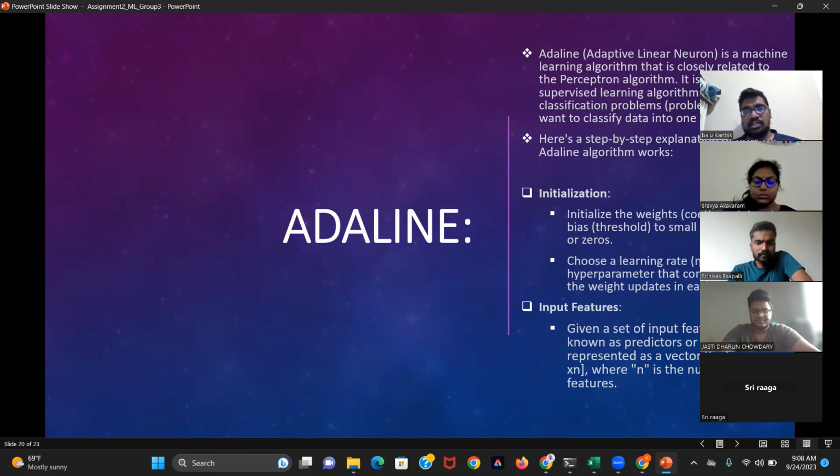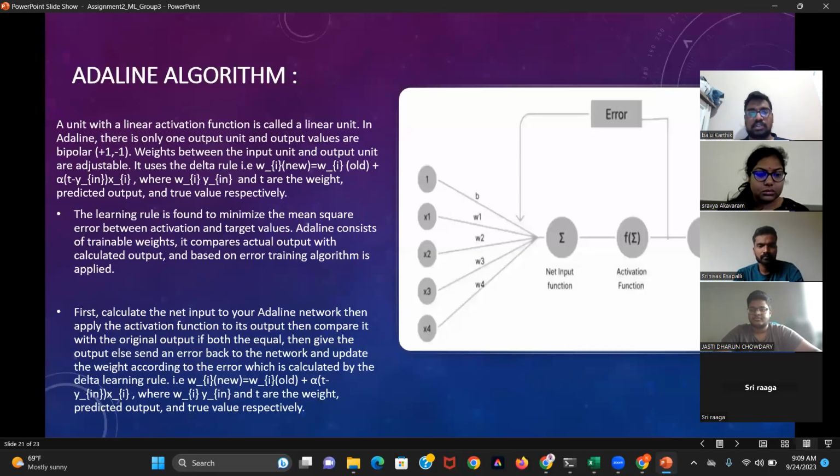Initialize the weights and the bias threshold to small values, like zeros. Choose the learning rate, a hyperparameter that controls the weight updates in each iteration, and take a set of input features to the predictor, represented as a vector of n numerical features. So here we can see how the Adaline algorithm actually works.